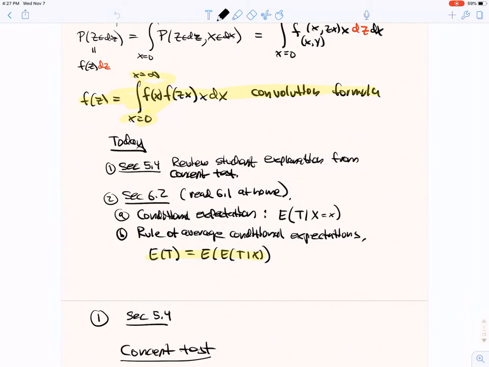and we're going to start in chapter 6, section 6.1. Please read on your own. There's nothing really new there. We've done a lot of conditional distributions before the midterm. For the discrete case, what I want to spend our time on is section 6.2, which has new material including the conditional expectation and the rule of average conditional expectations.